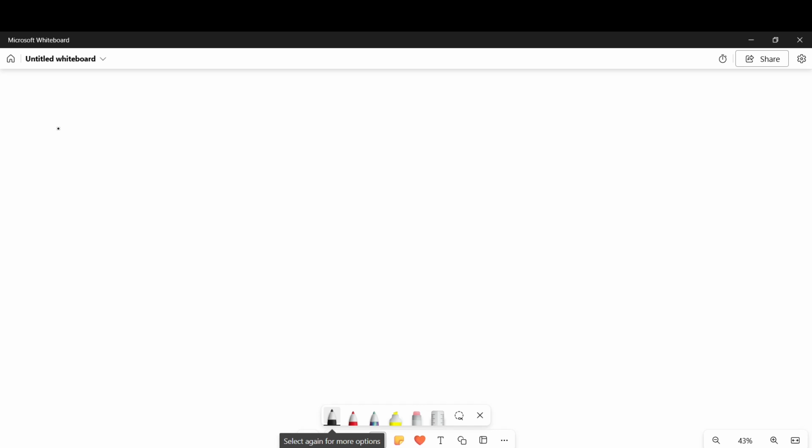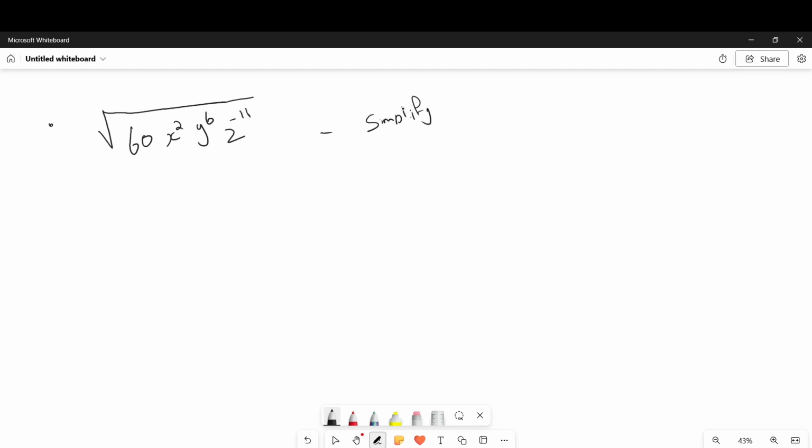Root of 60 x squared y to the power 6 z to the power minus 11. This is the radical expression. Simplify it. So how are we going to simplify it? First we need to analyze what's the first rule. Maximum, pull out perfect squares. That's our first strategy.